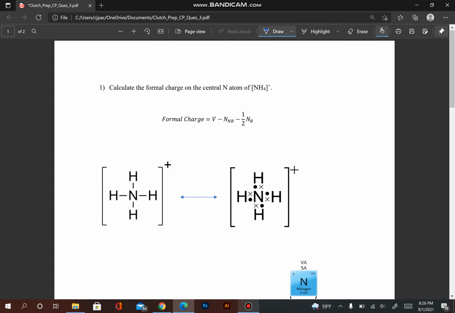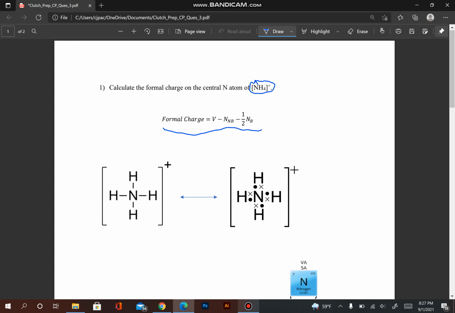So when looking at this first question, we are asked about the formal charge of the nitrogen in this ammonium molecule here. And so it's key that when addressing formal charge, we treat our nitrogen as a sole atom in this situation and solve for its formal charge, the formula of which is written right here.